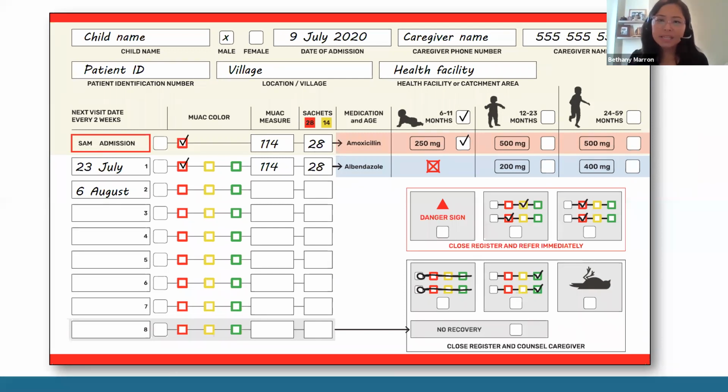You'll also see that on the next visit, visit 2, I've recorded the next follow-up date, but there's no other information recorded, because the idea is that that child and caregiver will come back in 2 weeks, and then we will go to the next line and the next line and the next line. Next slide.